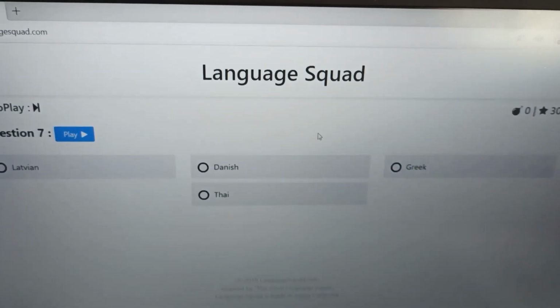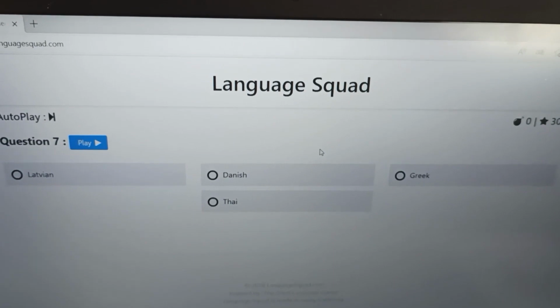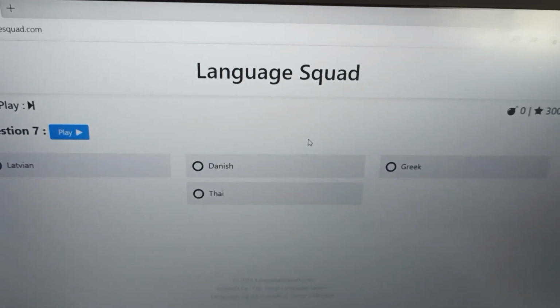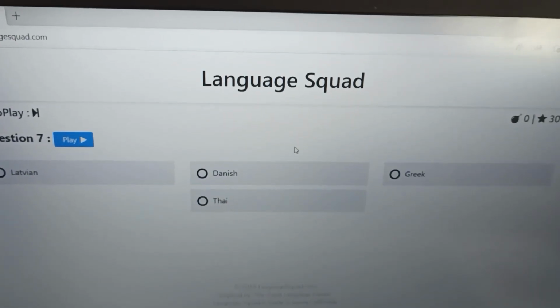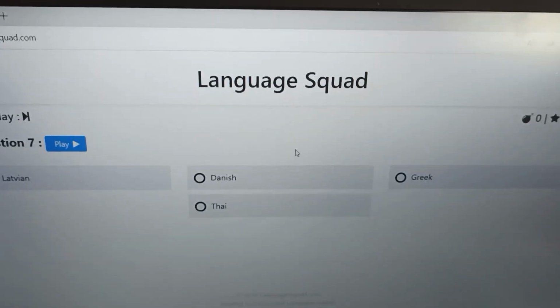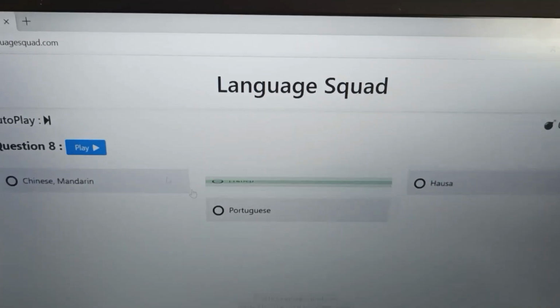I have a problem recognizing Danish from these audios because Danish is a cute language and yeah, I don't have anything to say about this language. Just perfect.